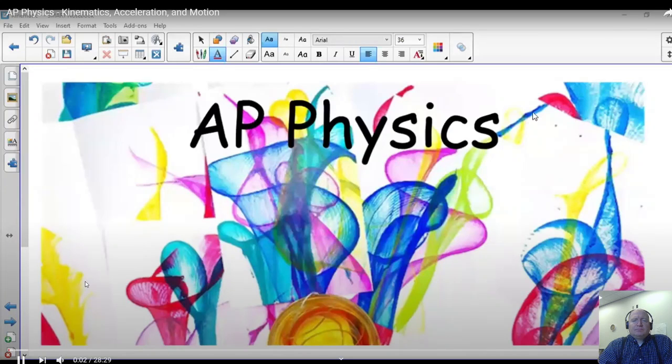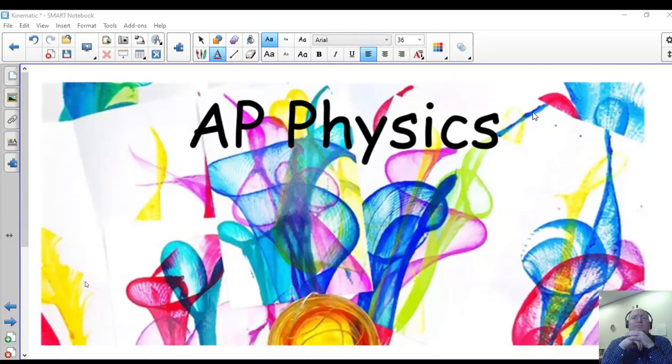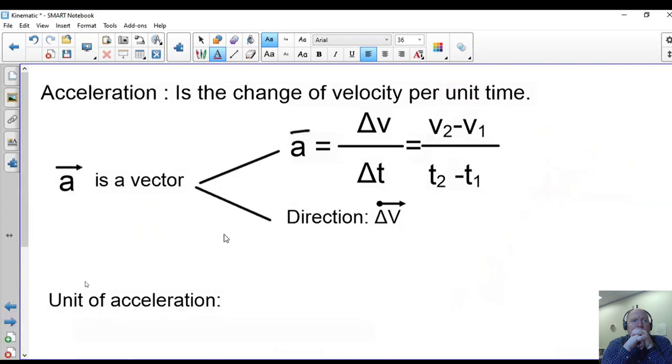Hi everyone. In this video I'm trying to explain the second part of AP Physics. This is the second video that I'm making for the kinematics, and in this video I will try to explain the concept of the acceleration. What is the meaning of the acceleration, and then I will solve some problems for you.